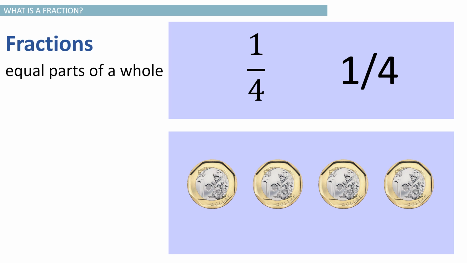Let's look at 1/4 of 4 coins. So the whole can also be a set of objects. In this case, the whole refers to 4 coins. If I have 1/4 of the coins, it means I have 1 group out of 4 groups of the coins. So this is what I have. I have 1 coin.